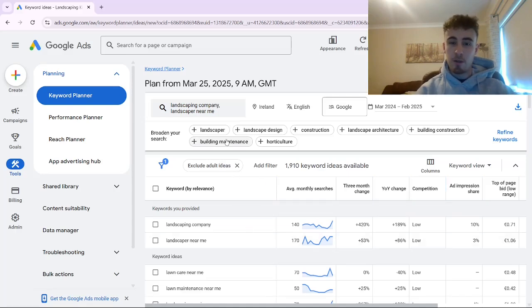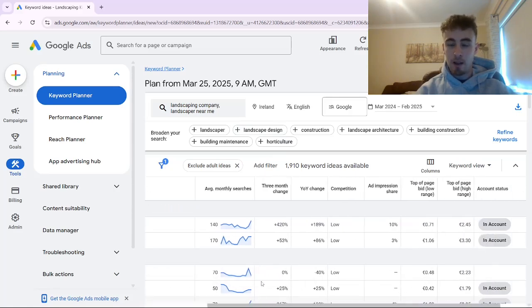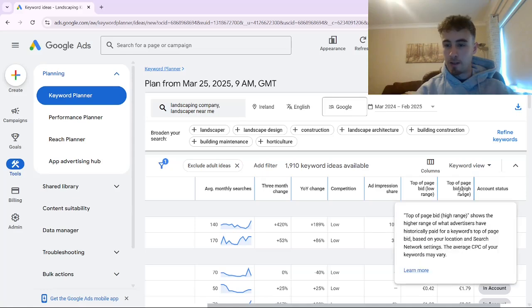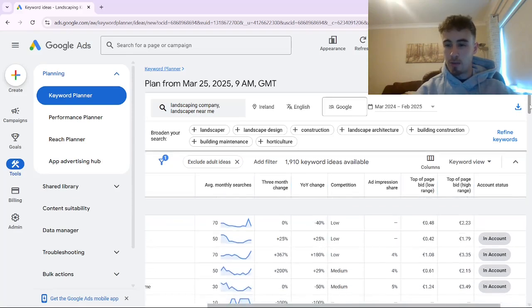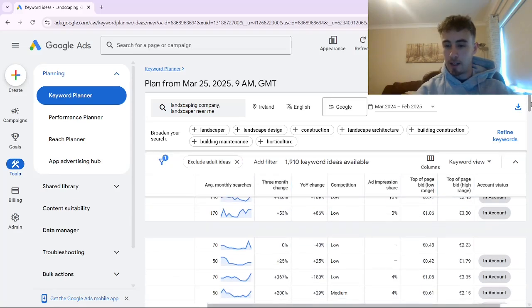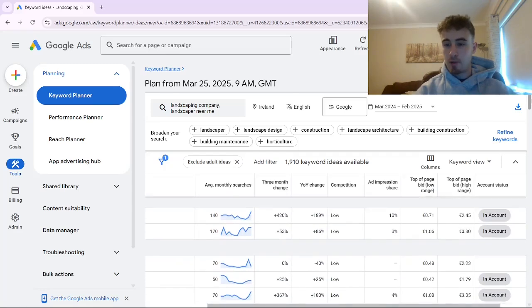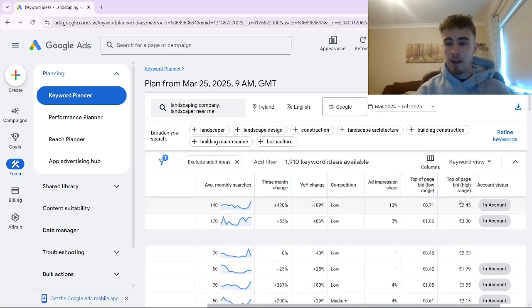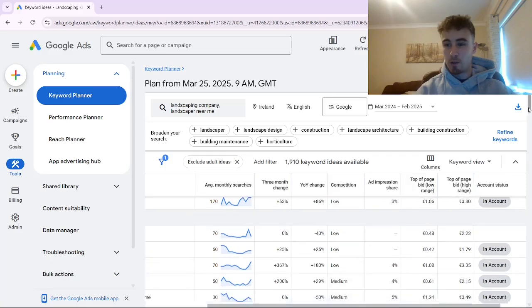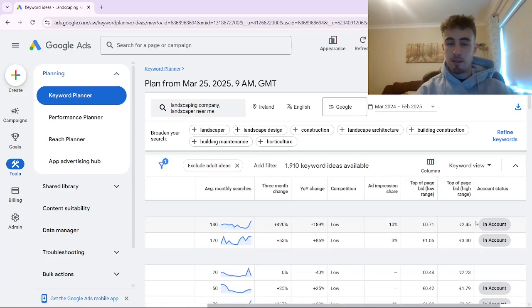But what you want to do is go to the keyword planner and enter in some relevant keywords for what you offer. So let's just say landscaping in this case, and enter in the location that you want to target. You'll see some examples of the keywords that you'd like to target for the campaign. And what you want to do is come over here to the top of bid high range, which is the max amount that anyone's paying per click for that keyword in that area. And you can see here, for example, that on average, the top of bid high range is somewhere close to about €3.